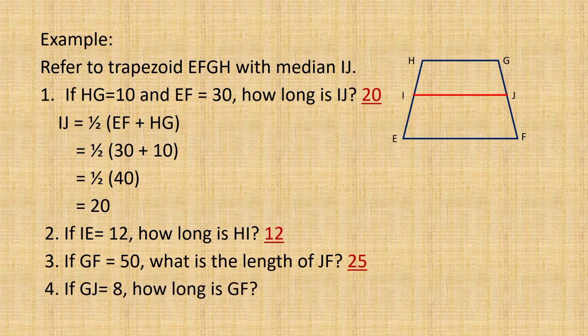Number 4. If GJ is equal to 8, how long is GF? Of course, it measures 16 because GJ is 8 and JF is also 8, and GJ is 1/2 of GF. So 8 times 2 is equal to 16.